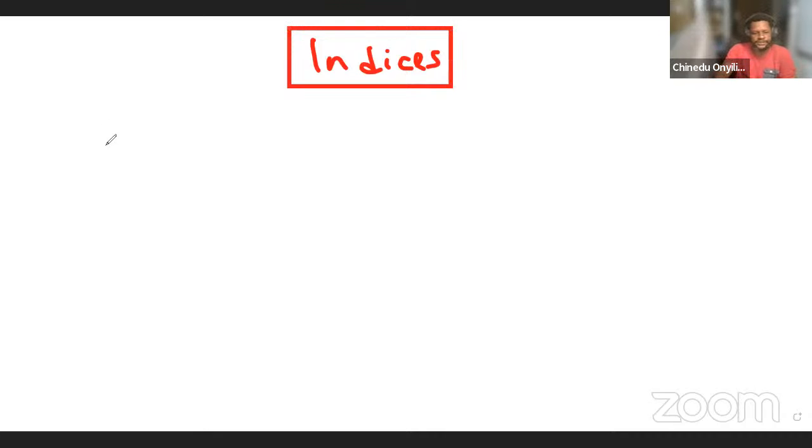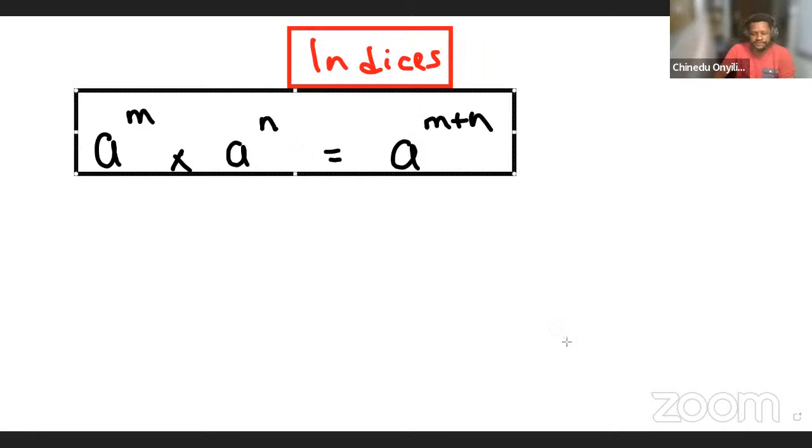Now, the first rule of indices is when you have a to the power of m times a to the power of n. When you have the same base, a and a, being multiplied with different powers or the same powers, depending on what it is, you take one of the base and then you add the powers, m plus n. This is the first law of indices. Very easy to remember.